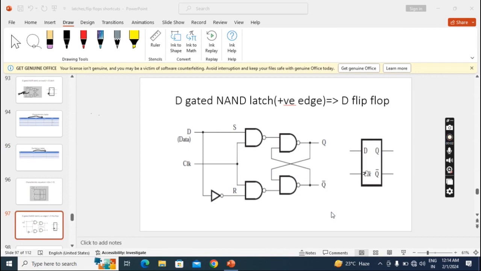In this lecture, we'll discuss the D flip-flop with positive edge and with NAND latch part. This is the logic diagram, same as the D latch. Just in the symbol we have to keep this triangle symbol.